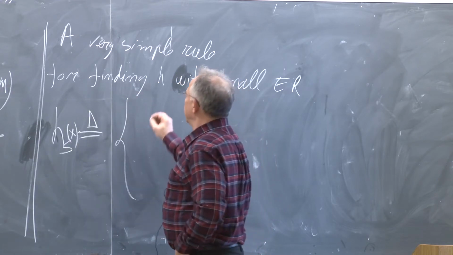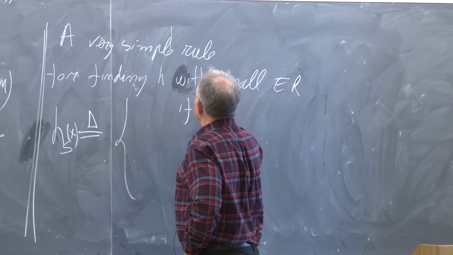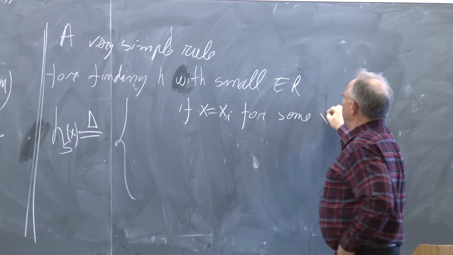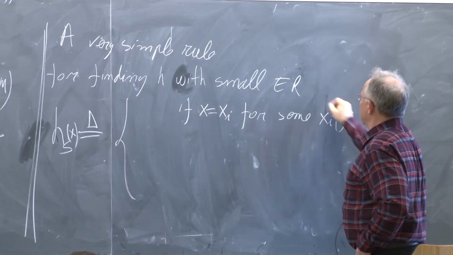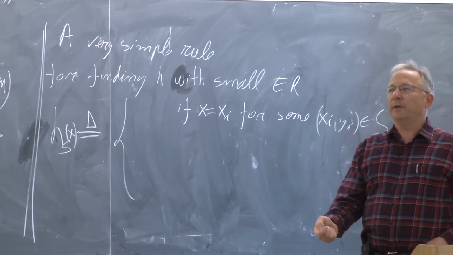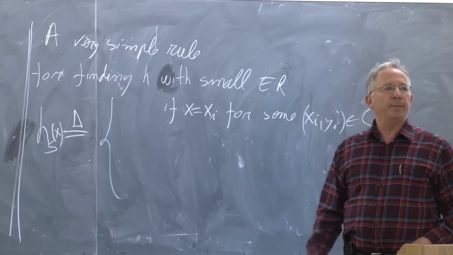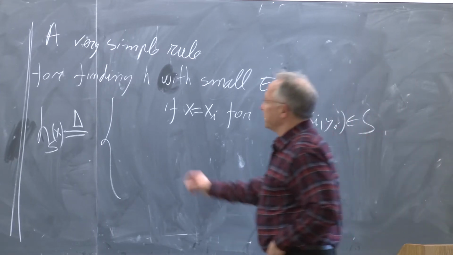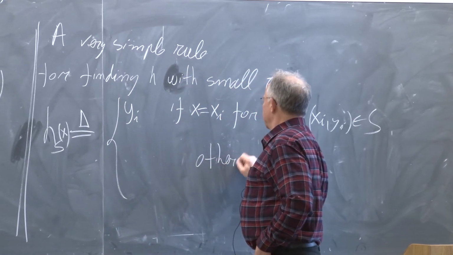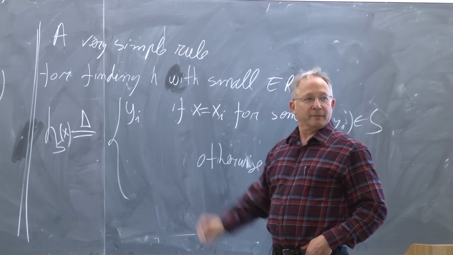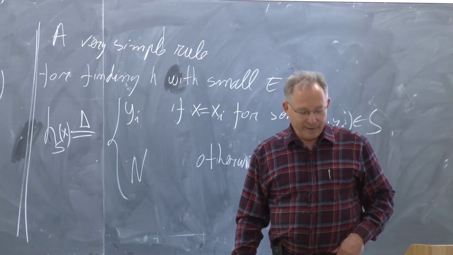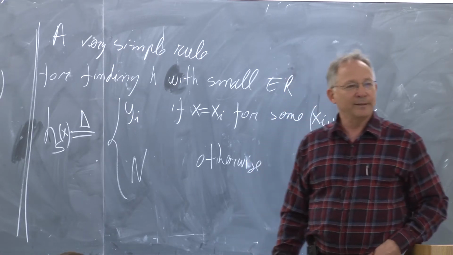It will be, if x equals xi for some xi, yi in my sample, what label will you predict? If you see a point that is already there in the sample, what label will you predict? Yes? Yi. Otherwise, predict, say, not tasty. So this is a very nice rule.